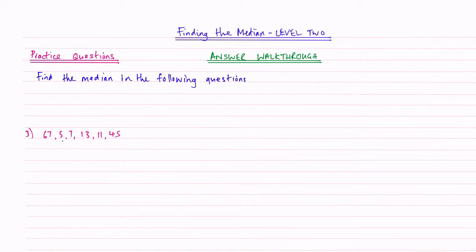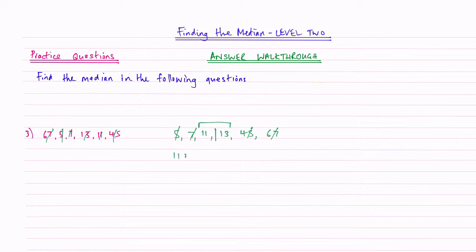Right then, question 3. So my first one, the smallest, is going to be a 5. Strike it. Then we've got a 7. Next one after that is an 11. 13. Then I've got a 45. And then a 67. Strike down from the outside. And we'll have 2 numbers in the middle. So we've got an 11 and 13. So my median's going to lie there.